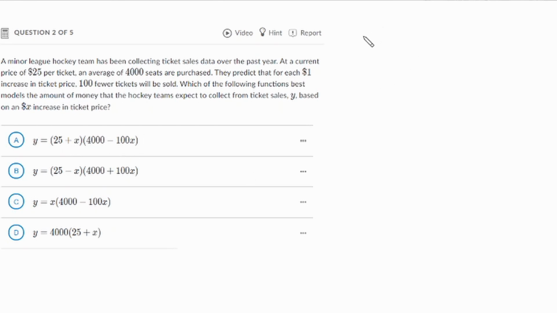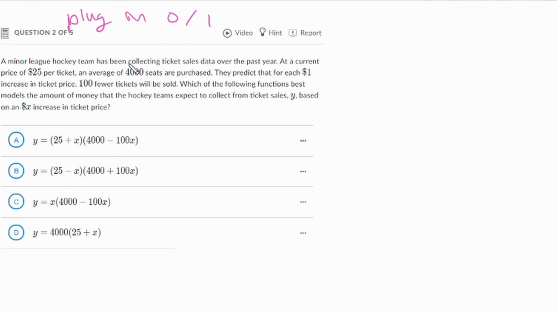If we use our strategy, we can see that all of our answer choices, except for D, have 2 x's. We know this is going to be a quadratic, because if you multiply any of these together, you're going to get an x squared, which would make it a quadratic. So where do we start in this?